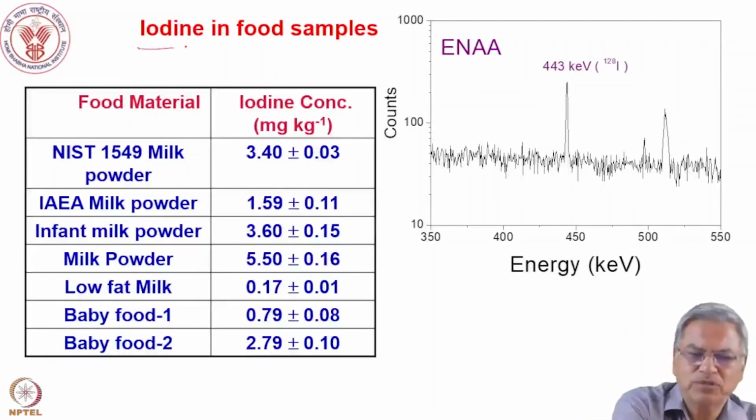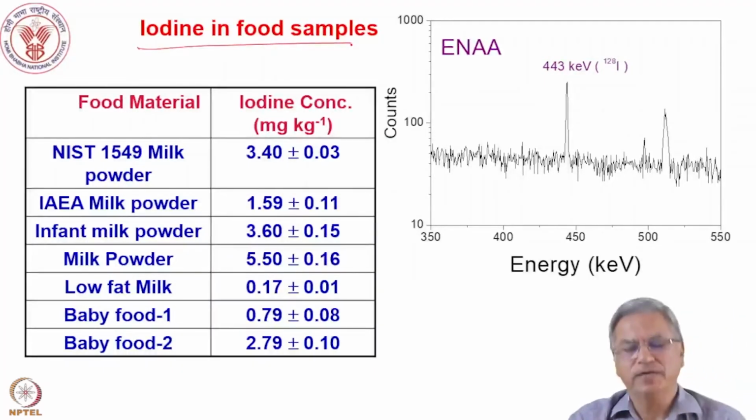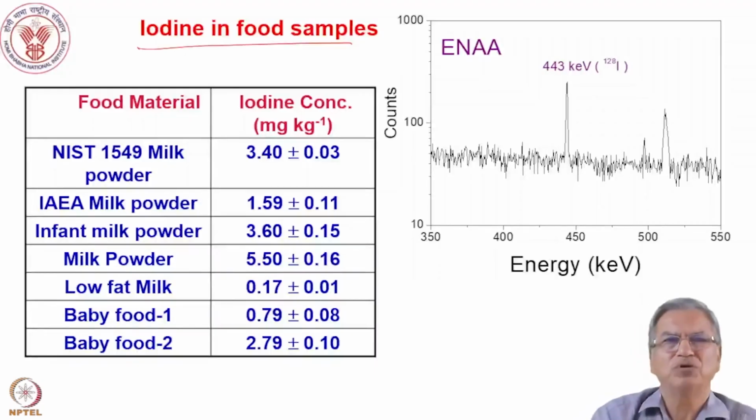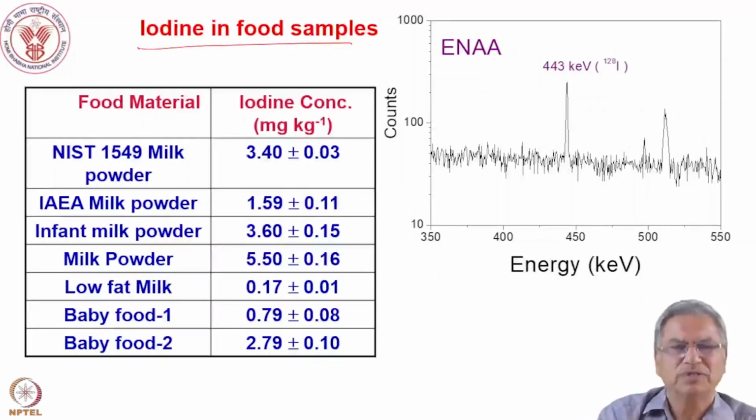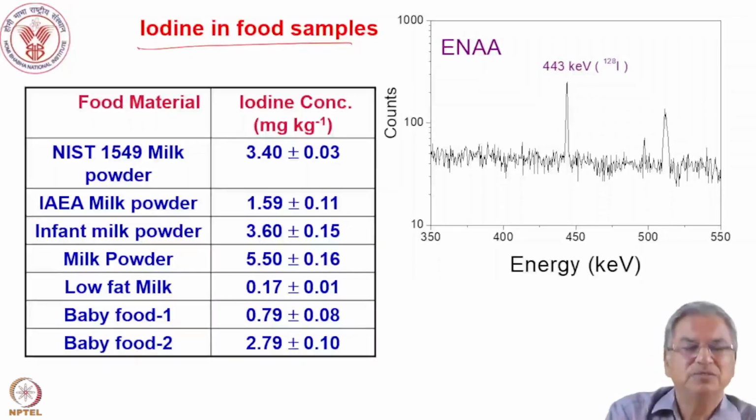Iodine is another important element which is required for the body. Our body's thyroid hormones contain iodine. There are three thyroid-related hormones, T3, T4, and TSH. And what is the source of iodine that we have? It is important to know the content of iodine in different food samples.